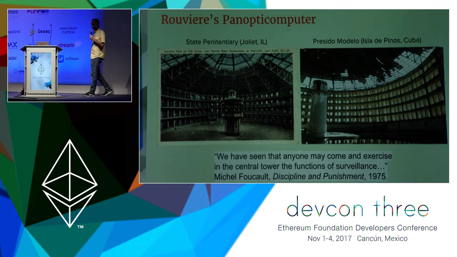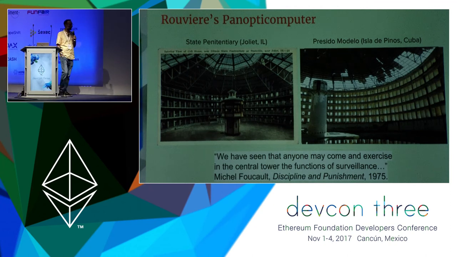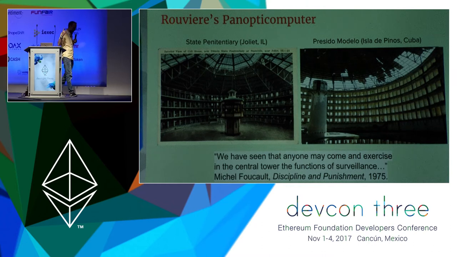Now, if you only remember one slide from my talk, please look at this one. This is an illustration of Simon de Rouvière's Panoptic computer, which is based on Bentham's Panopticon, and which has physical manifestations in the state penitentiary in Joliet, Illinois, and the Presidio Modelo in Isla de Pinos in Cuba, and it's a prison, okay? So in the middle, there's a watchtower with someone who's looking around into all of these cells. There's a bright light, so they can't see what he's looking at, but out of fear that the guard sitting in the watchtower is actually looking at them, they behave correctly. So that's the principle of the Panoptic computer.